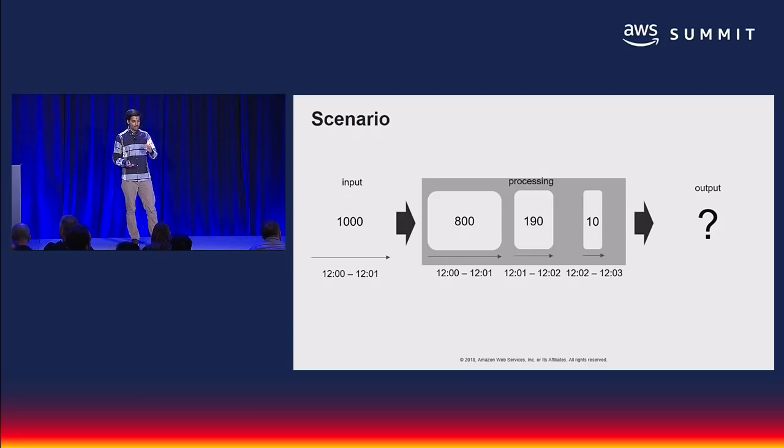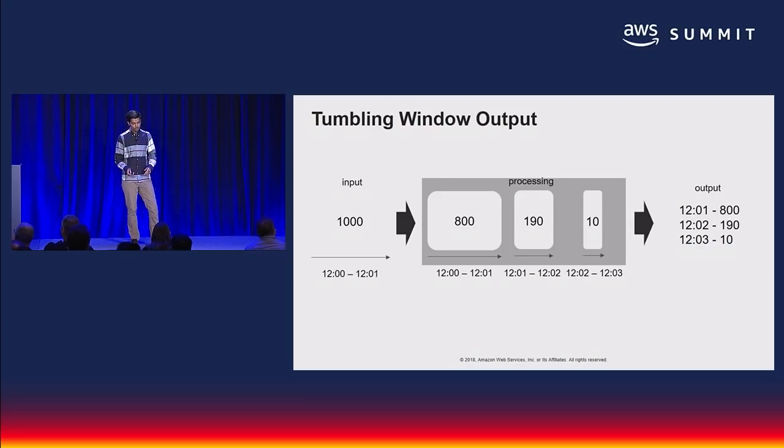So imagine that you have a system that produces 1,000 records, and it's within a minute, so from 12 to 12:01. So when it goes through processing, in the first minute, it gets 800 records. In the second minute, it gets 190. In the third minute, it gets 10. So what does this data look like when it goes through a tumbling window? The output will look something like this, where at 12:01, you're going to get 800. At 12:02, you're going to get 190. And then at 12:03, you'll get 10.